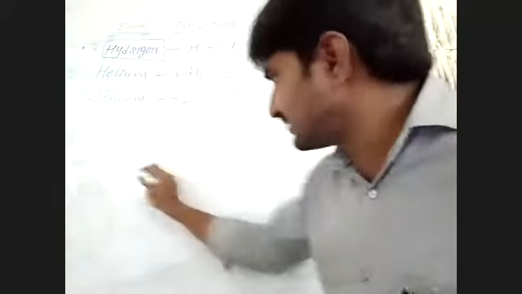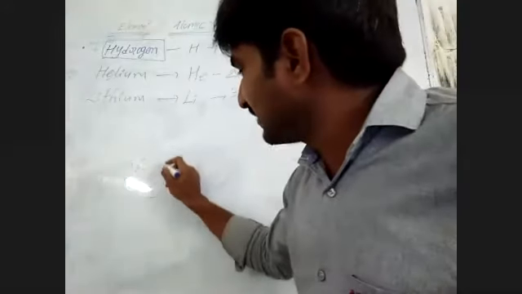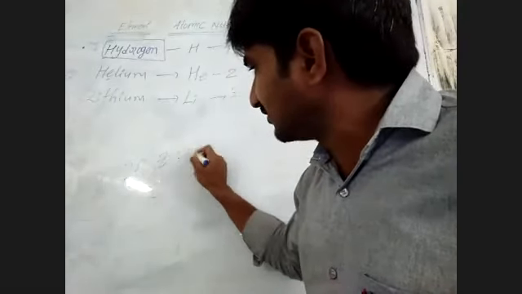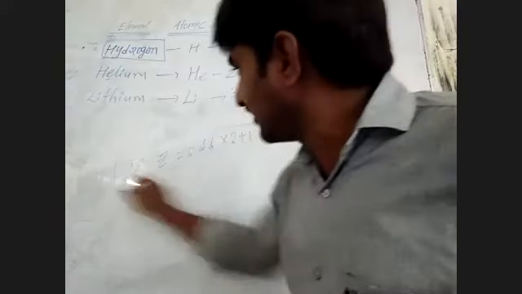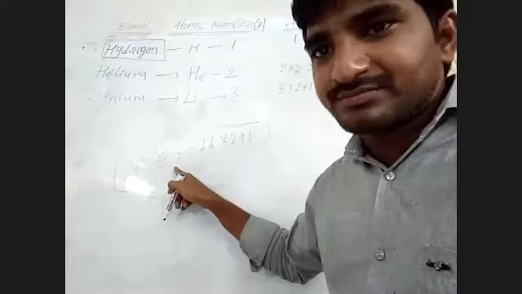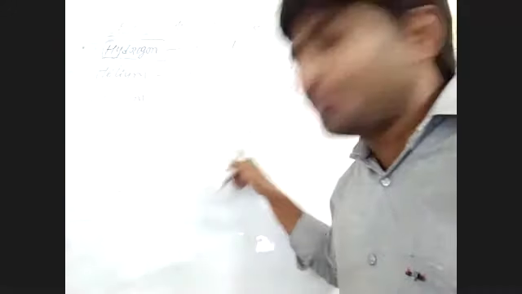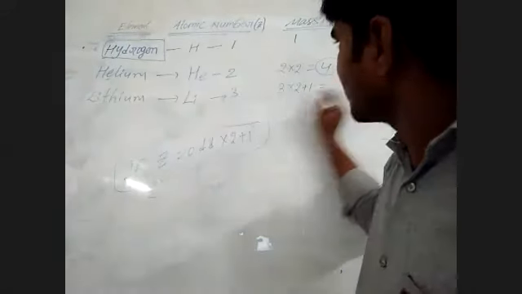What did I tell you? If the atomic number Z is odd, what is the formula? Z is odd: Z into 2 plus 1. This is the formula. If the atomic number is an odd number, multiply by 2 plus 1. Do you understand? What happens here? 3 into 2 is 6, plus 1. So the mass number of lithium is 7.